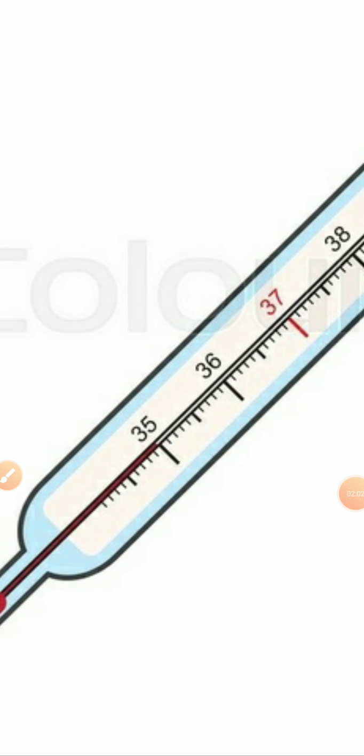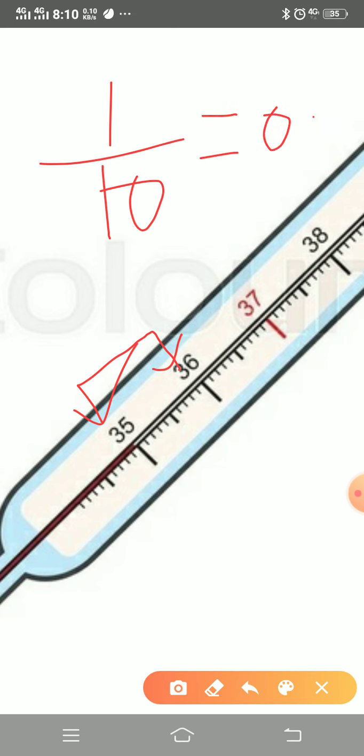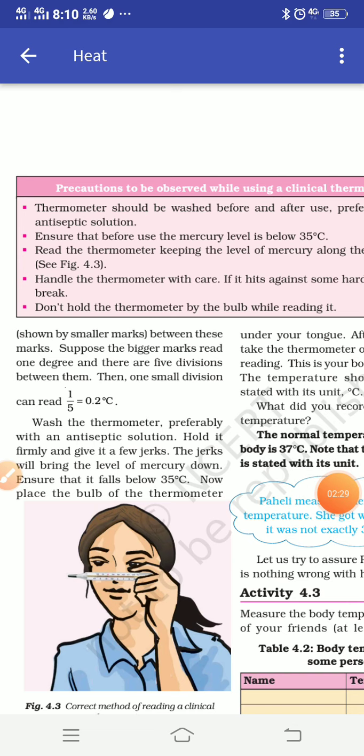From 35 to 36, the temperature increases by 1 degree. So 1 degree upon the total number of divisions, 10. How much is the gap we are observing? We can write it as 0.1. So 0.1 is our reading. You will understand how to find the reading of a small division.